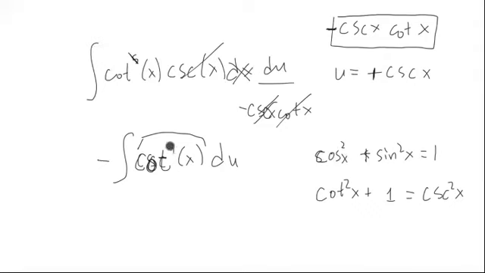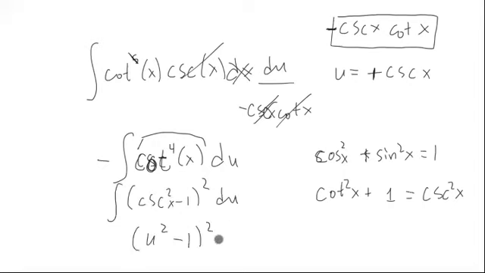But we have it to the fourth power, which means we simply could have cosecant squared minus 1, and that's squared, because that would be cotangent squared and squared. So that would be fine. And this would be great, because then we could change this cosecant squared to a u squared minus 1 squared du. And then that would be the integral of u to the fourth minus 2u squared plus 1 du.